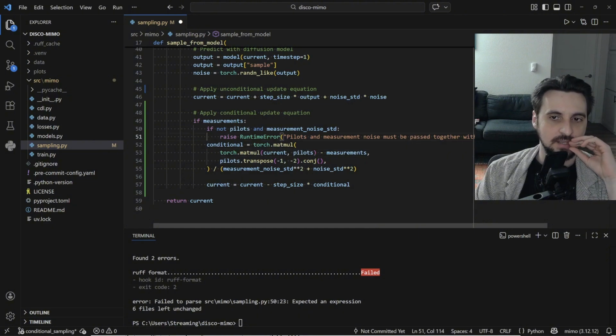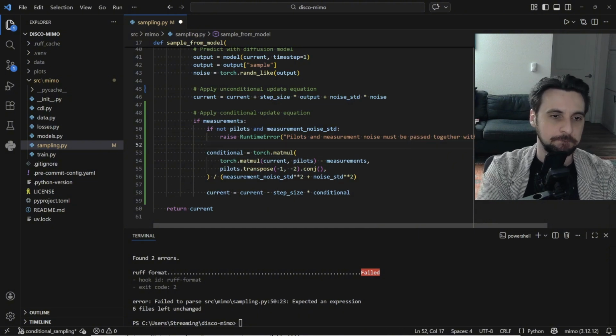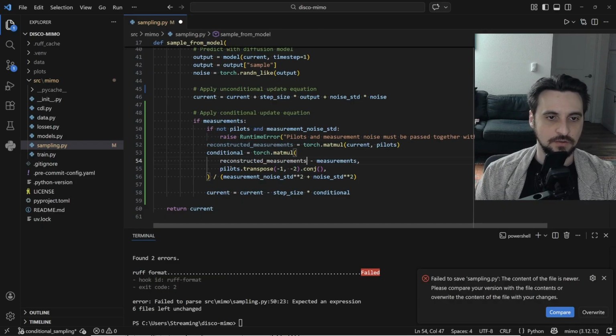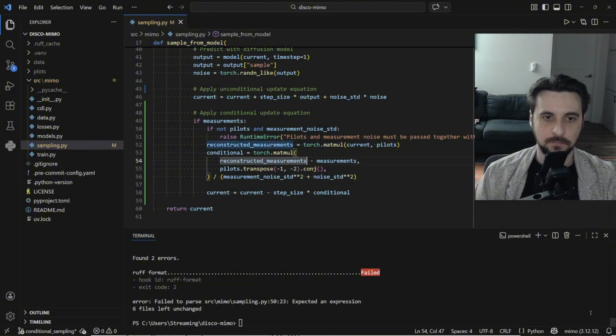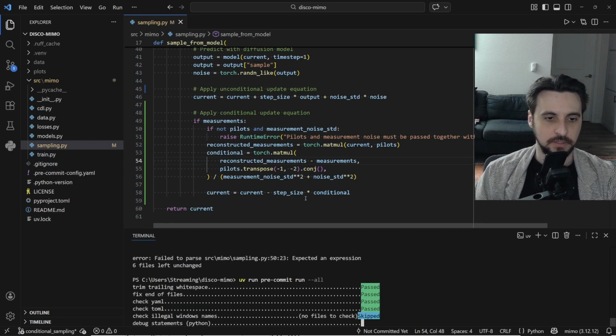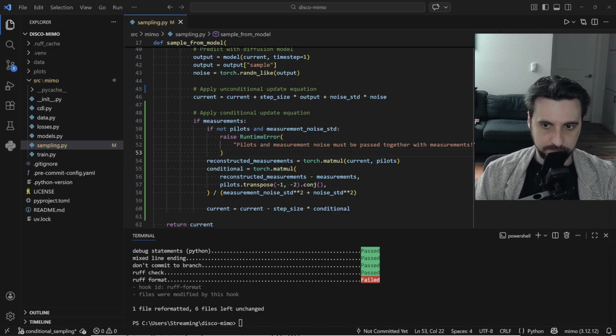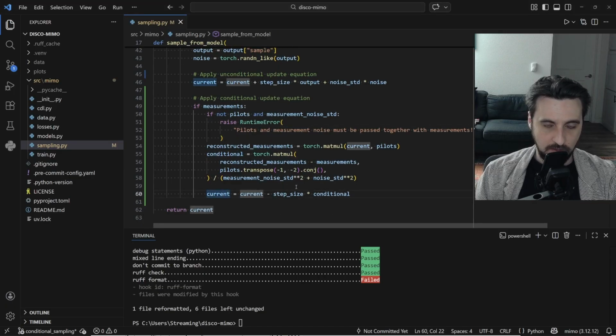So actually we can maybe separate this again. So let's see. Reconstructed measurements will be, well, it's just torch.matmul then, okay? And then the gradient is just the difference, multiplied by the pilots, divided. Okay, this is as clean as we'll probably get it. And that's it. We take a step.